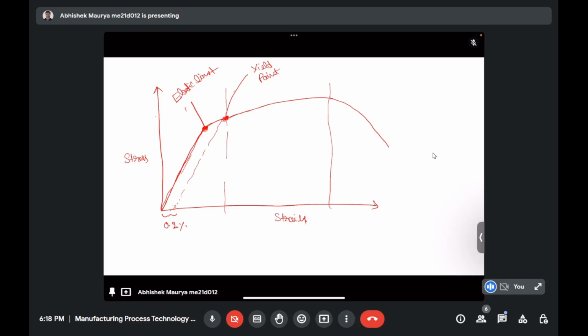So this is the point that is called the yield point, and here we get the maximum value of stress during the tension, and that is called the ultimate tensile strength. And finally, this is called the failure point or fracture point. So these are some points which I have shown on the typical engineering stress-strain curve.